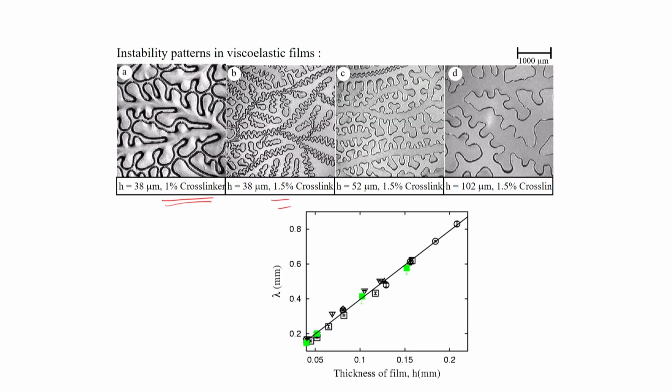Here we can see these structures. Here we have 1% and the film is about 38 micron. Here it is about 38 micron, but 1.5% cross-linker. Here the thickness has been increased to 58 and then to 102 micron. As you can see, in all these cases there are about two different types of fingers. One is this kind of long fingers, and then these long fingers become unstable and they form this kind of smaller fingers. However, for this 1% case, the fingers that appear are basically long, and the side fingers have an angle with these long fingers.